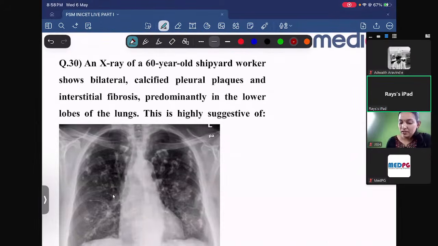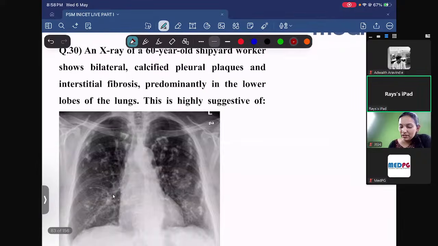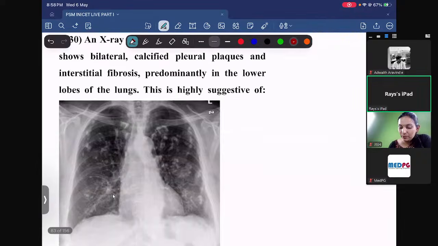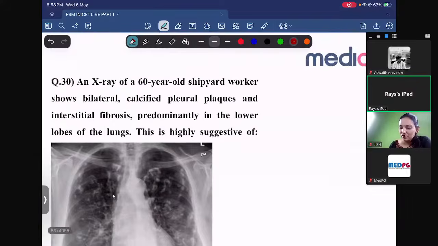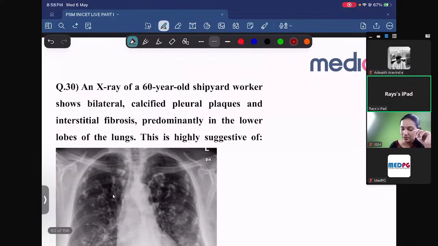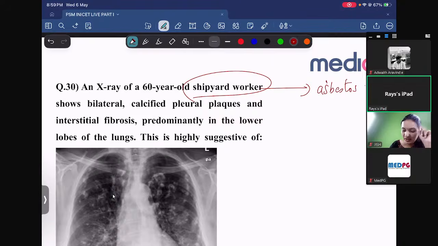An X-ray of a 60-year-old shipyard worker shows bilateral calcified pleural plaques and interstitial fibrosis, predominantly in the lower lobe of the lungs. This is highly suggestive of which disease? Silicosis, asbestosis, byssinosis, cirrhosis. Which one? Let's look for the clues in the question. Shipyard worker is exposed to which mineral? Asbestos, right? That is one clue. The second clue is bilateral calcified pleural plaques, predominantly in the lower lobe of the lungs. Again, another pointer for asbestosis.